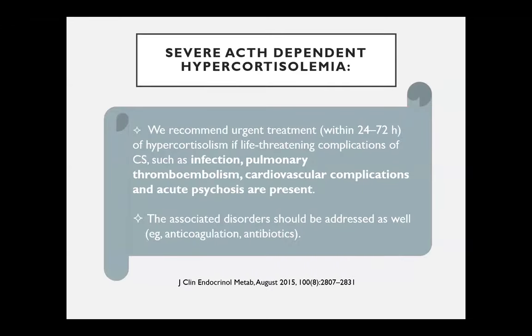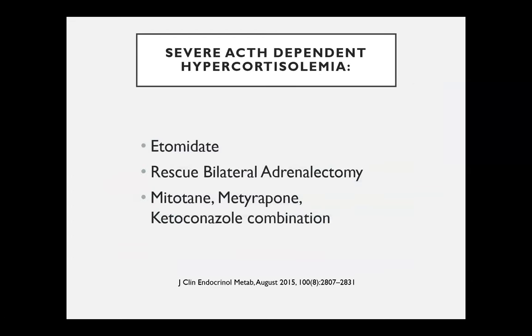So when we have severe ACTH-dependent hypercortisolemia, according to the Endocrine Society recommendations, we need to start treatment urgently, even within 24 to 72 hours, specifically if life-threatening complications of hypercortisolemia might be present, for example, infection, pulmonary thromboembolism, cardiovascular complications, or acute psychosis. Obviously, we need to manage, as we said before, all the other associated disorders that might come with it. If a patient has an infection, for example, give antibiotics, etc.